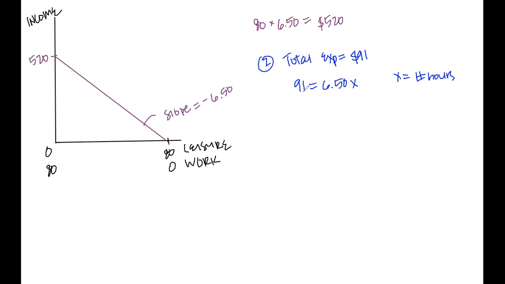Then solving this equation, we can just divide each side by 6.50. So we get x equal to 14. So we know for Sally to cover the $91 of expenses for that week, she needs to work 14 hours.